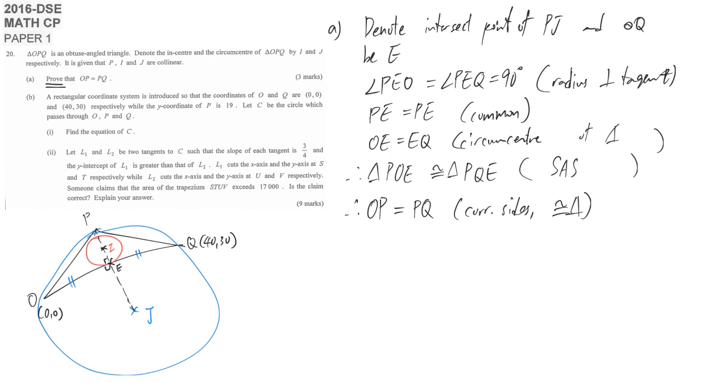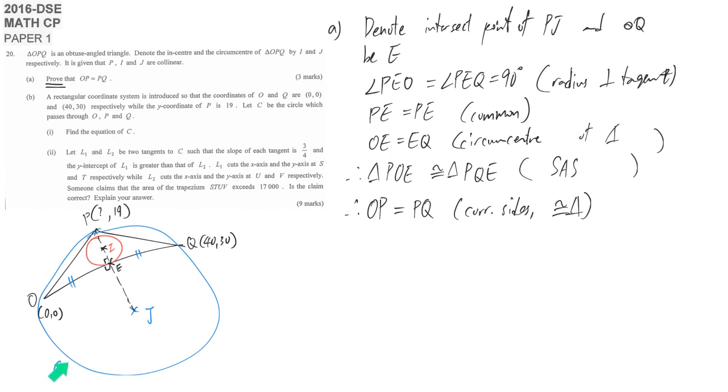And then the y coordinate of P, x is unknown, but y is 19. Let C be the circle passing through O, P, Q. That means the circle is the blue line here, and this circle is called C. J is the center of C here. We have to find the equation of C.